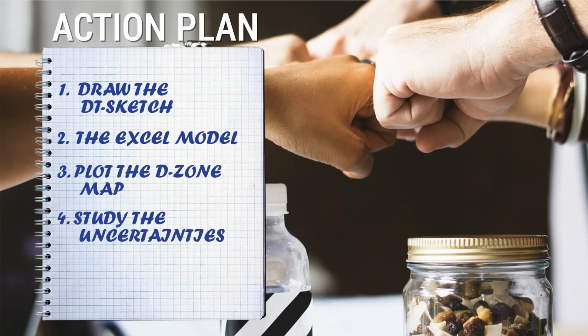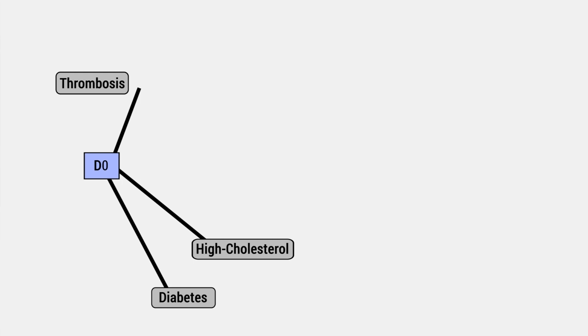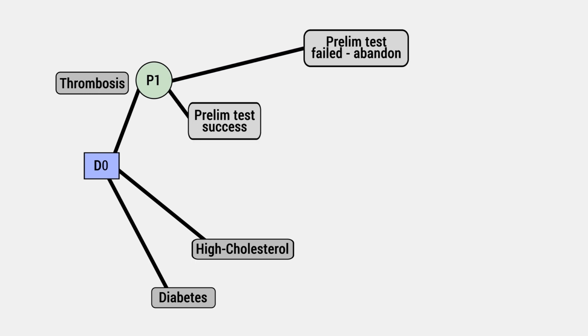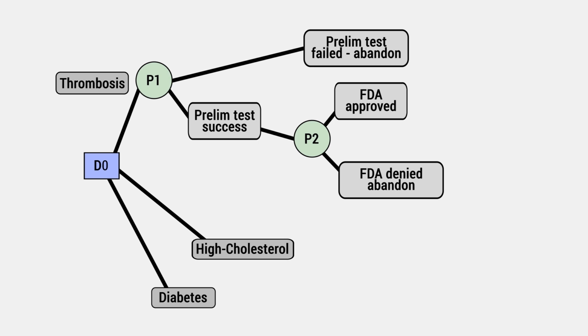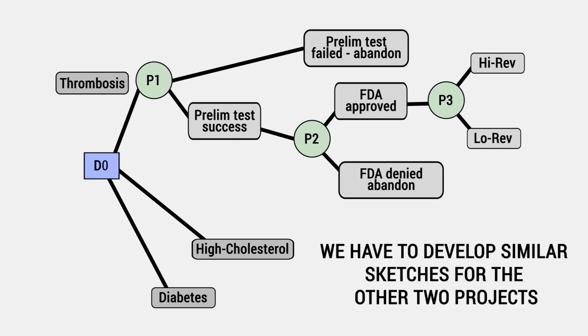Here we have the sketch for the decision tree. We have 3 options, and let's focus on thrombosis. If the preliminary tests are successful, then we proceed for FDA approval. And if FDA approval is granted, we proceed to market, and there is a potential for high revenue or low revenue. Similarly for the other 2 projects.